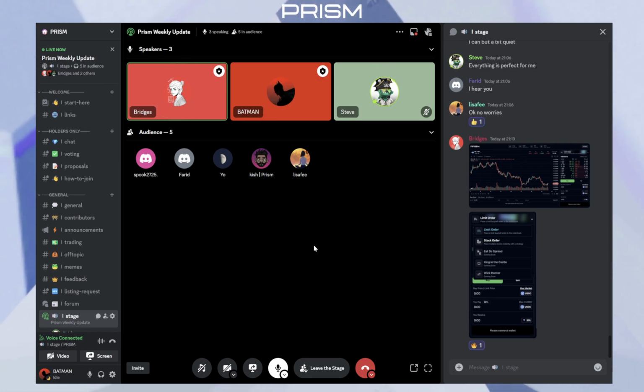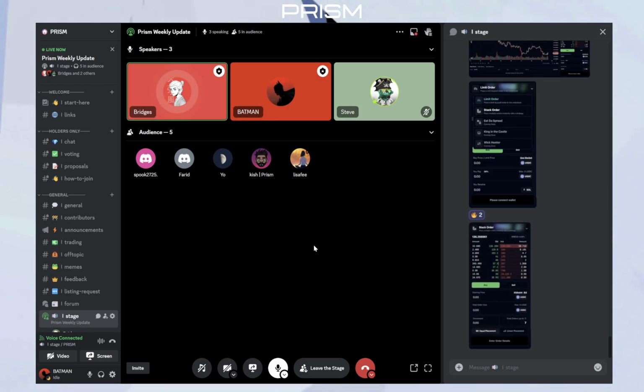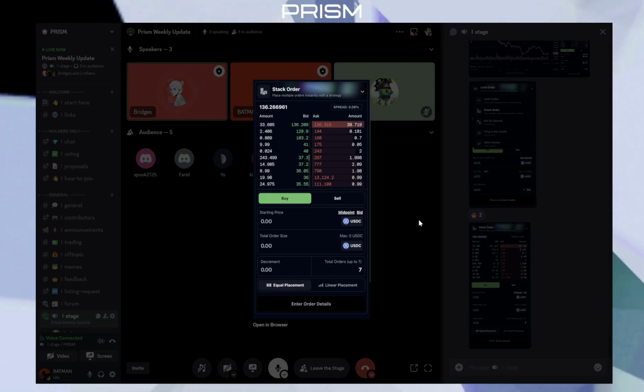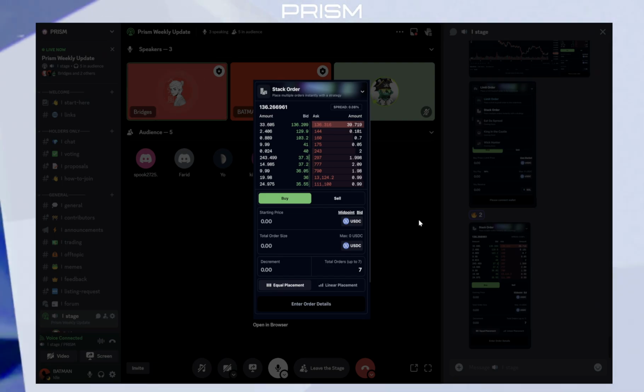And one second, let me give you a screenshot for that. So on the stack order here, this is also very simple. You enter the starting price and the total order size. You can see those inputs are also combined, which makes it look more appealing in my opinion.